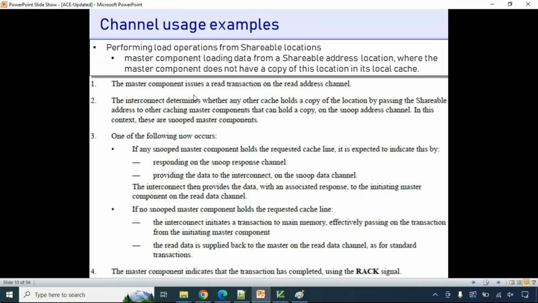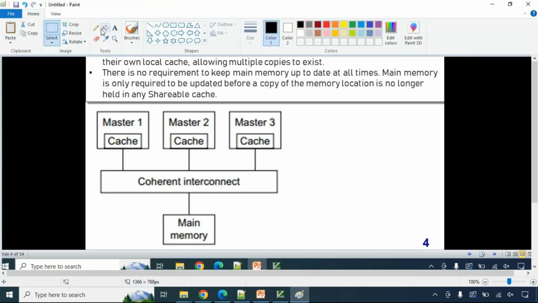So how does this work? Let's try to understand. The master component issues a read transaction on the read address channel because it wants to load the data. So first let us understand what it does. In this case, it issues a read transaction on the AR channel. Okay, read address channel, it will issue a read transaction.